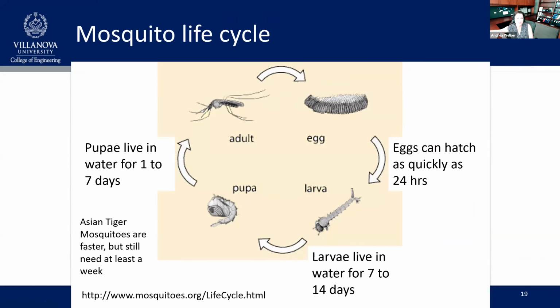But one of the things I want to assure you is that it takes about 7 to 14 days for mosquitoes to go from an egg all the way to an adult. And even Asian tiger mosquitoes, which are now really the dominant mosquito that I find in my own backyard, it's a lot faster, but it's still about a week. So if you follow that guideline of making sure that the water can drain away within 12 to 48 hours, you are not going to be encouraging any mosquito life in your yard.